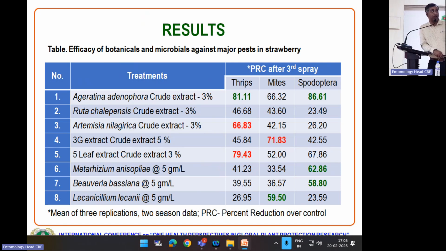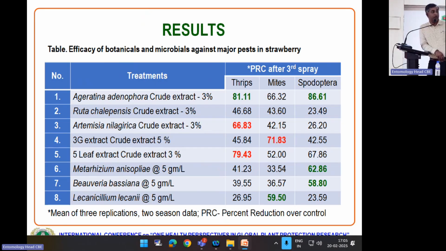It is followed by Artemisia nigricans. It is having only a little bit of effect on the thrips. The other extracts, Ruta graveolens and Artemisia nigricans, have not shown any great impact. Whereas this 3G extract showed good results. 71% of the mite population was reduced in the 3G extract, and in the 5-leaf extract, almost 80% of the thrips population was reduced in the standard check, that is 5-leaf extract.